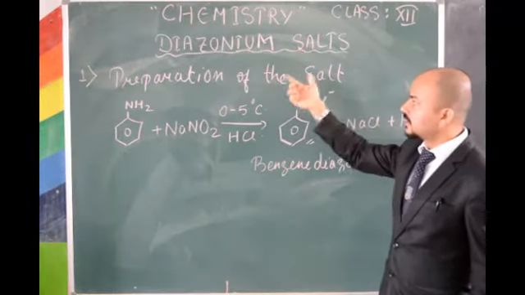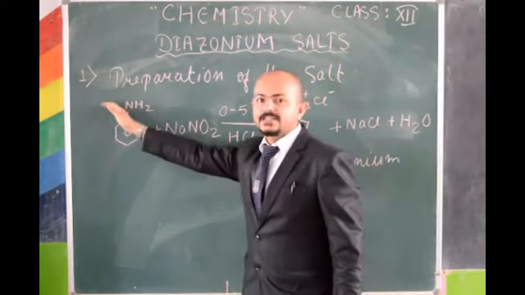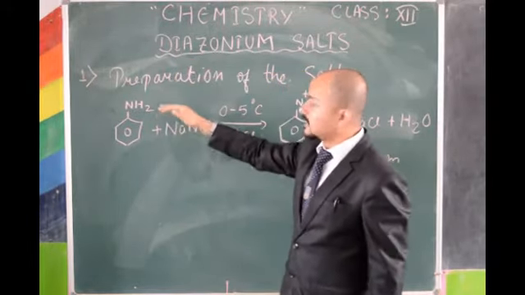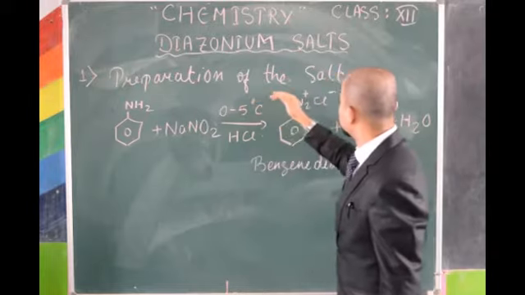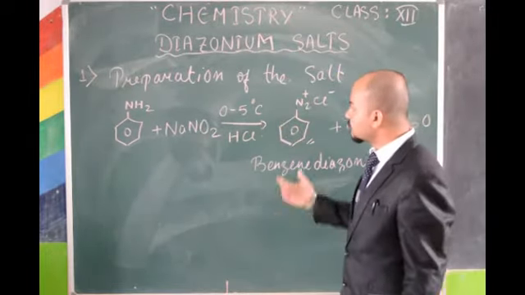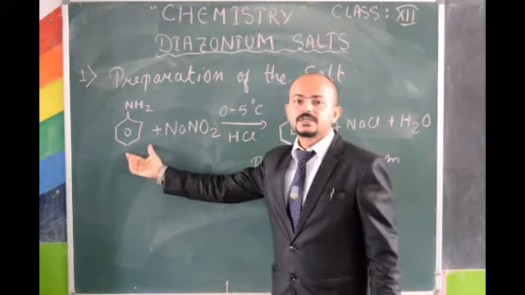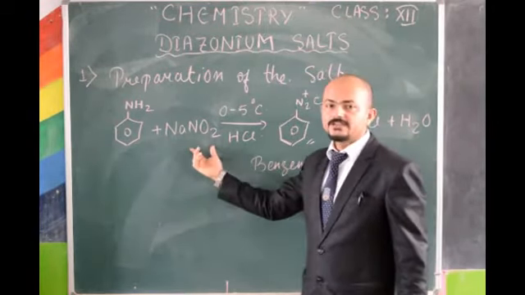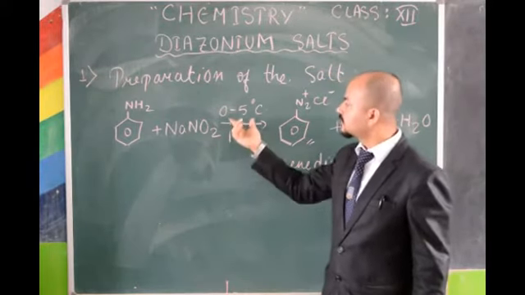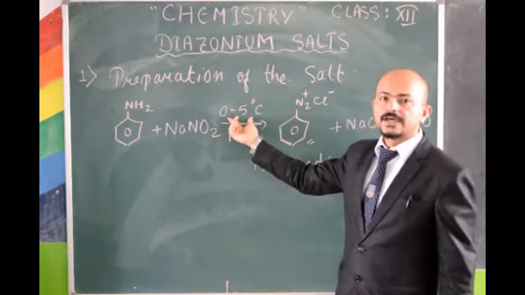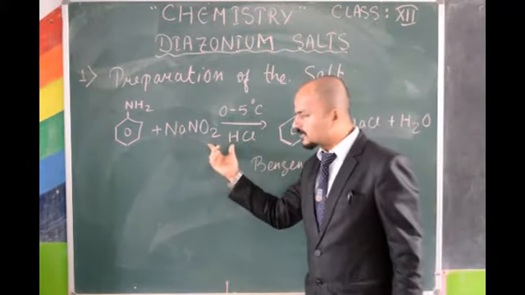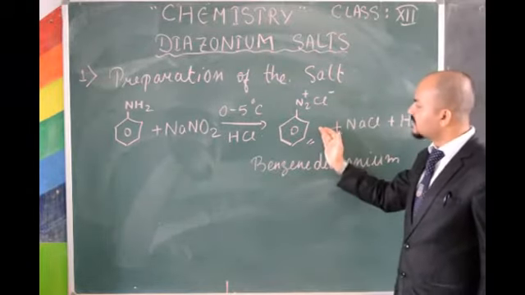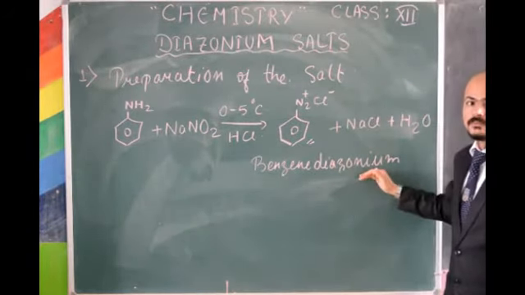Diazonium salts. The first thing under diazonium salts in your syllabus is preparation of diazonium salt. Diazonium salt can be prepared from aniline, whenever it is treated with sodium nitrite and HCl, and the temperature is between 0 to 5 degrees centigrade. Under this reaction condition, aniline gets converted into benzene diazonium salt.